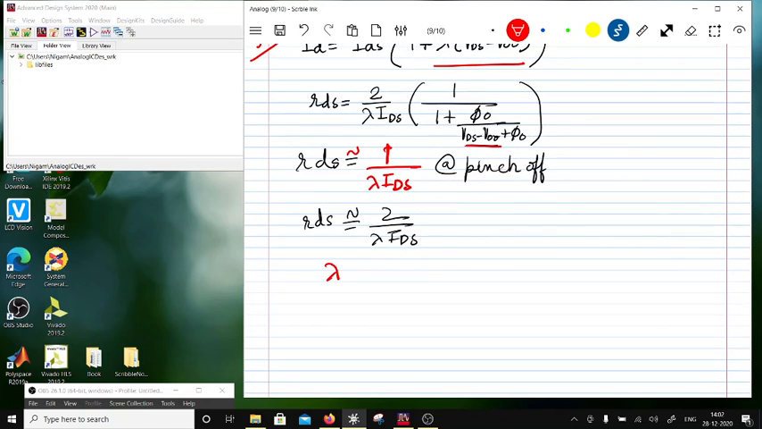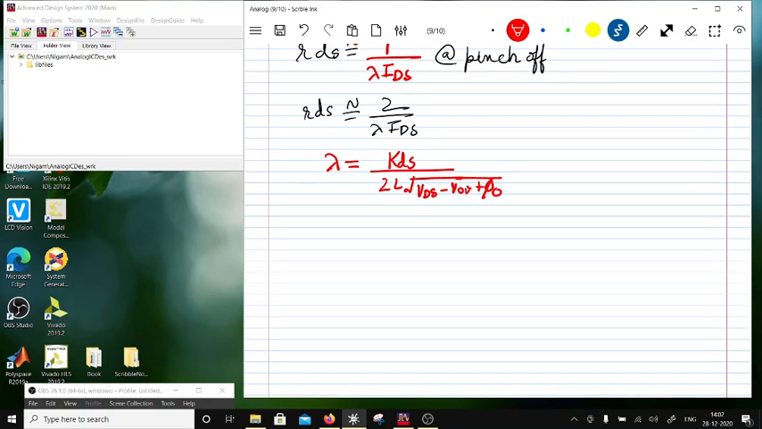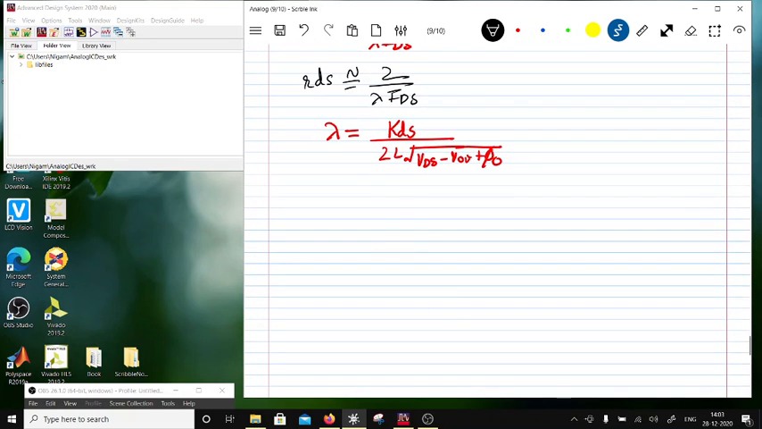Now let us see what lambda is. Lambda is equal to KDS, a proportionality constant, divided by twice L root of VDS minus V overdrive plus 5, where KDS is a proportionality constant. So now what does it mean? Let's see what it means. Here is what I'll conclude.